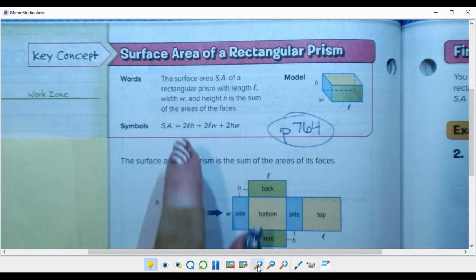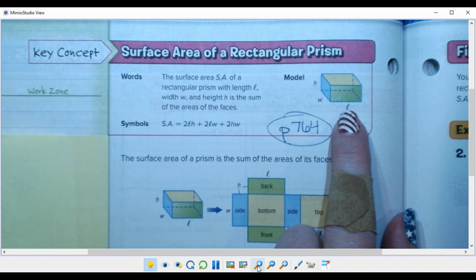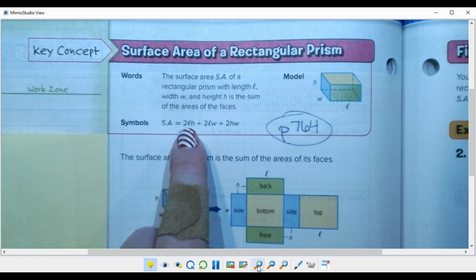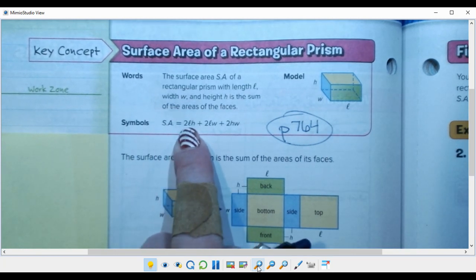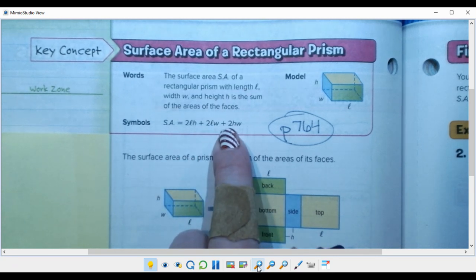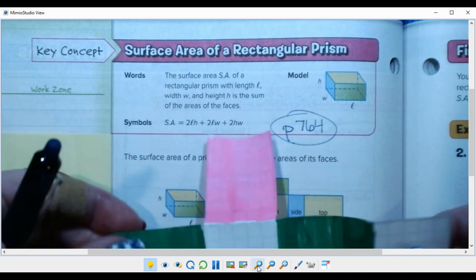And this particular formula only works for rectangular prisms, square prisms too, because they're a type of rectangle. It will not work for triangles. It will not work for circles. It will not work for pyramids, only for boxes. Okay, so 2LH, 2 times length times height, plus 2LW, 2 times length times width, plus 2 times H times W, 2 times height times width. These are all of the combinations of this.